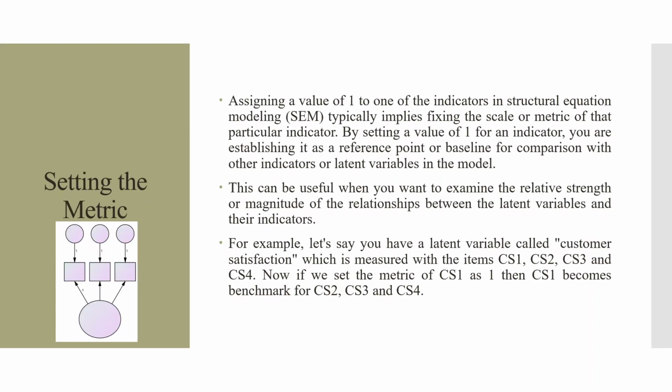The first thing which we have to do is setting the metric. What is this concept? Let's try to understand. Whenever we draw a model in the canvas, the oval represents the construct and the rectangle represents the item. In SPSS Amos, automatically one will be denoted on any one of the paths. It will be done automatically. Now, what is this concept of one?